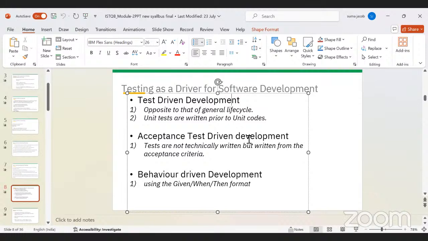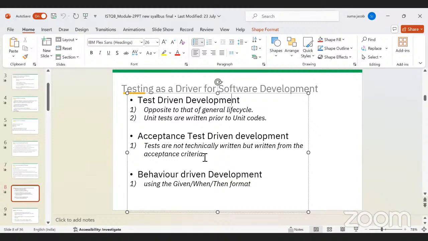Finally, we have the... are you aware of the tool Cucumber? Cucumber is one popular open source tool that allows developers and testers to write acceptance tests in a natural language format.